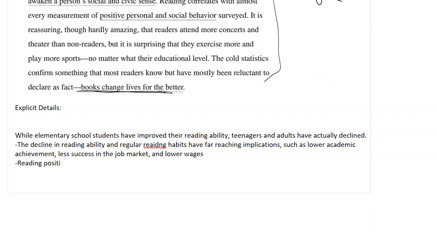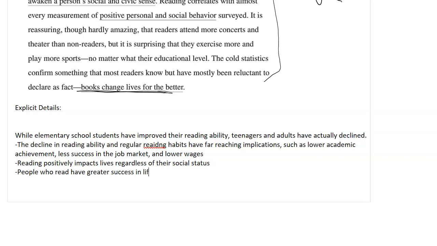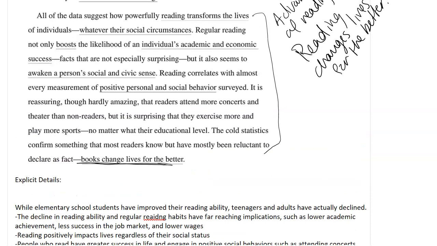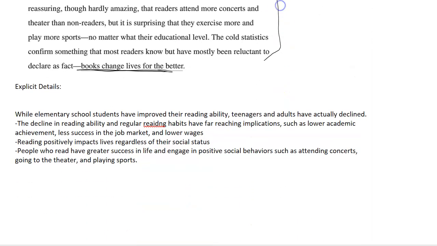So reading positively impacts lives regardless of their social status, and people who read have greater success in life and engage in positive social behaviors, such as attending concerts, going to the theater, and playing sports. And we see the author outlining all of these advantages in this last paragraph right here.